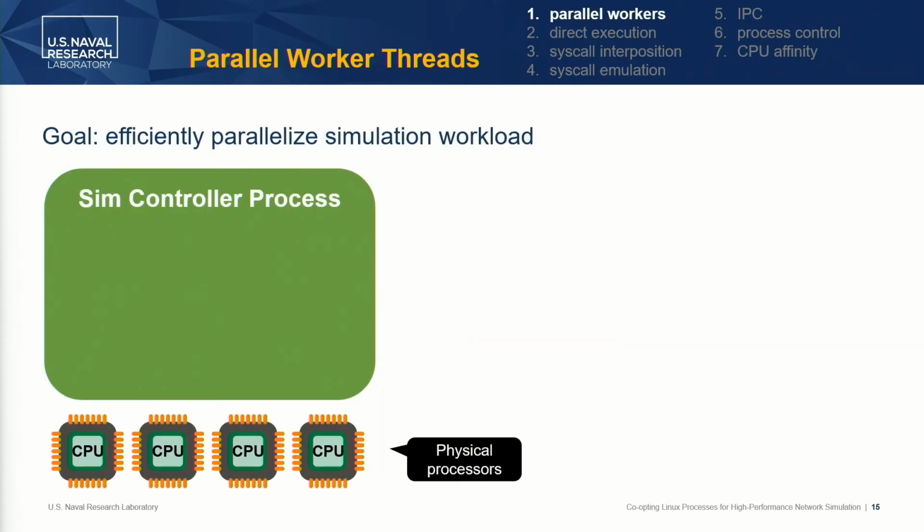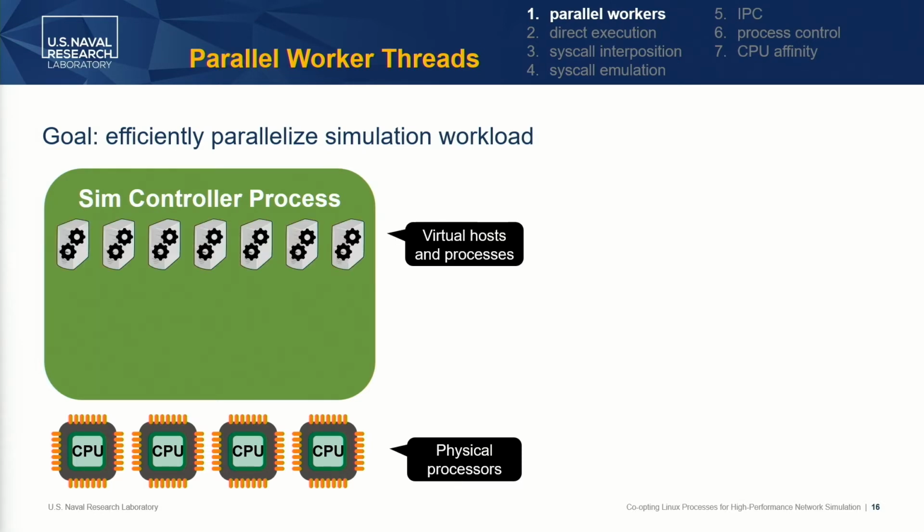So the first design decision here is, how do we parallelize simulation workload? We have a simulation controller process that's running on a machine with several physical processors. And the simulation controller process runs multiple virtual hosts, each of which runs some number of processes. And this represents the workload that the simulator wants to parallelize.